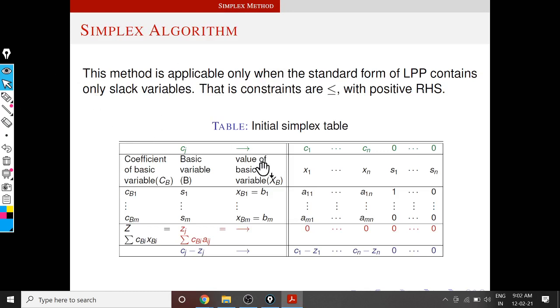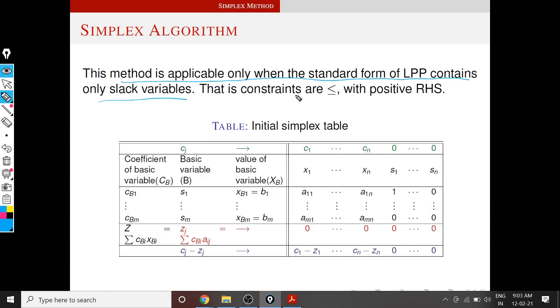Okay, so how to solve a problem? Suppose we have a standard LPP, then how to solve it using the simplex method? First we have to set the initial simplex table. Before moving to the simplex method, this is an important note. This method is applicable only when the standard form of LPP contains only slack variables. That is very important. If the standard form contains only slack variables, then only you can apply this simplex method. Otherwise, you can't.